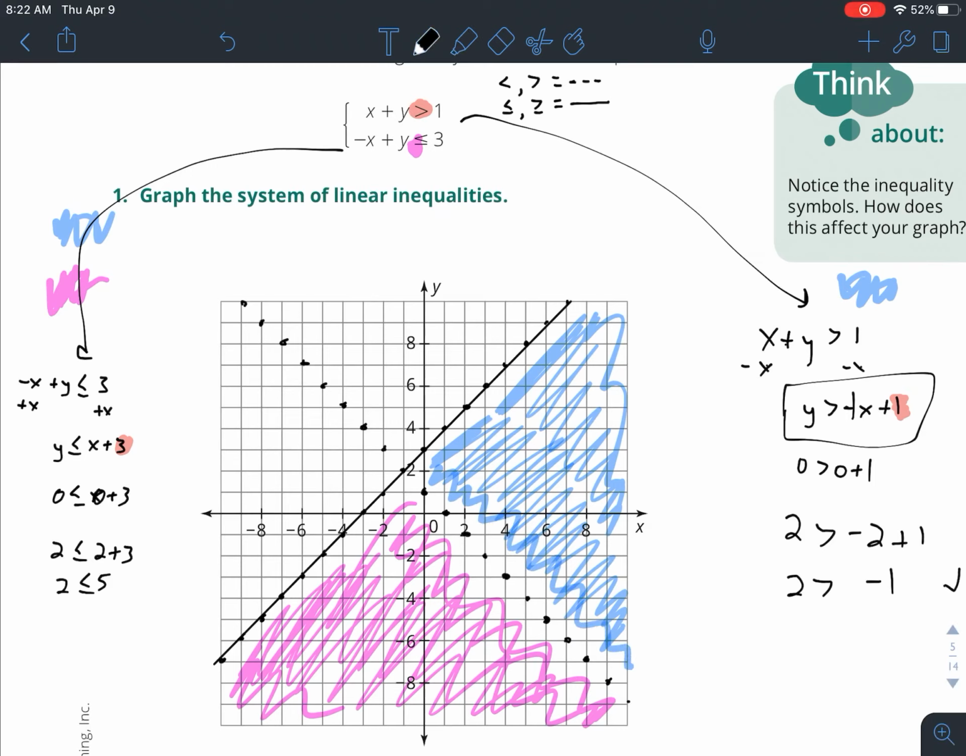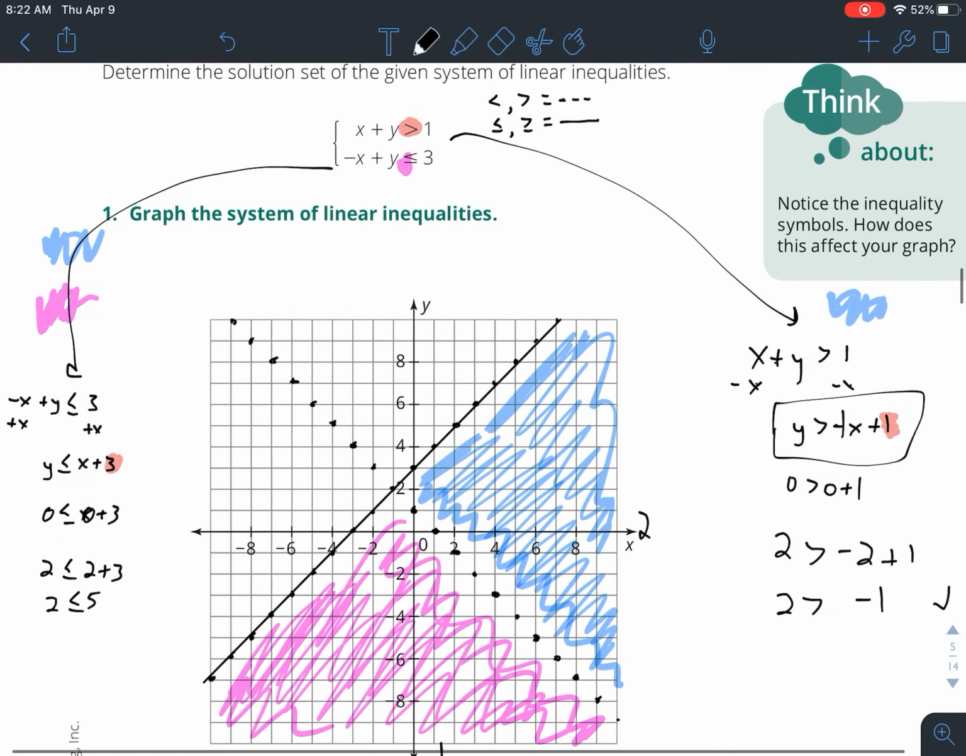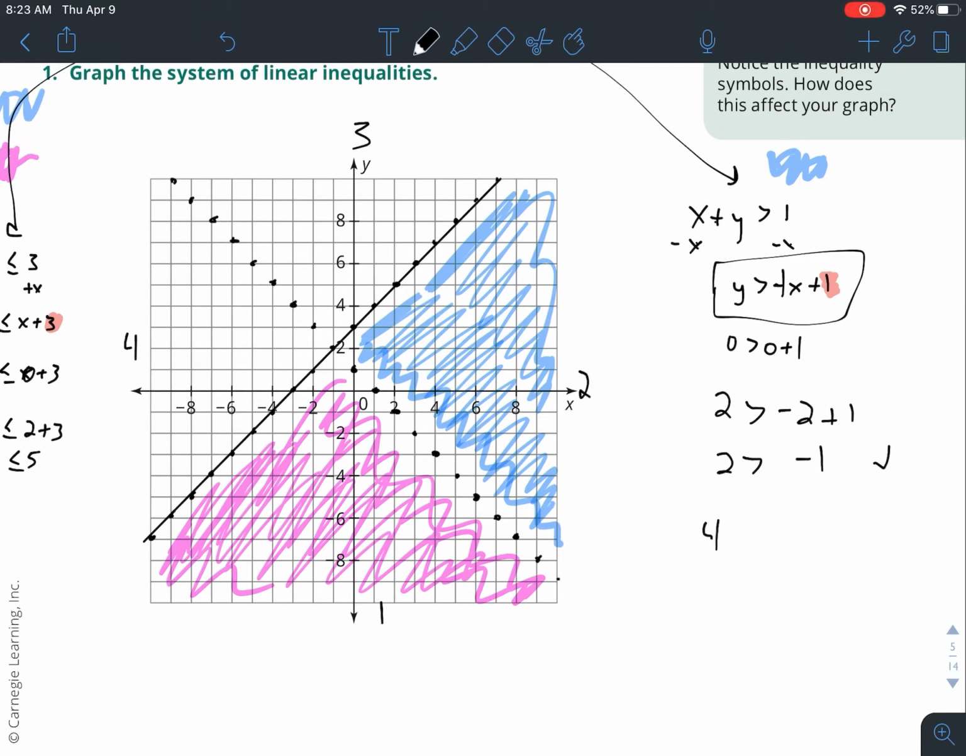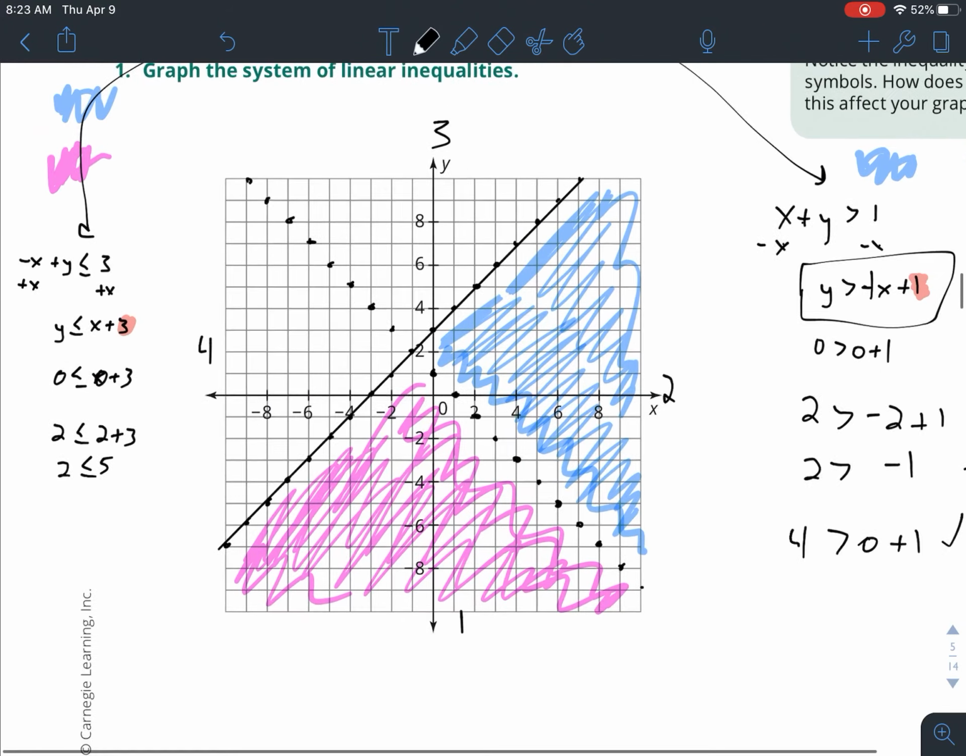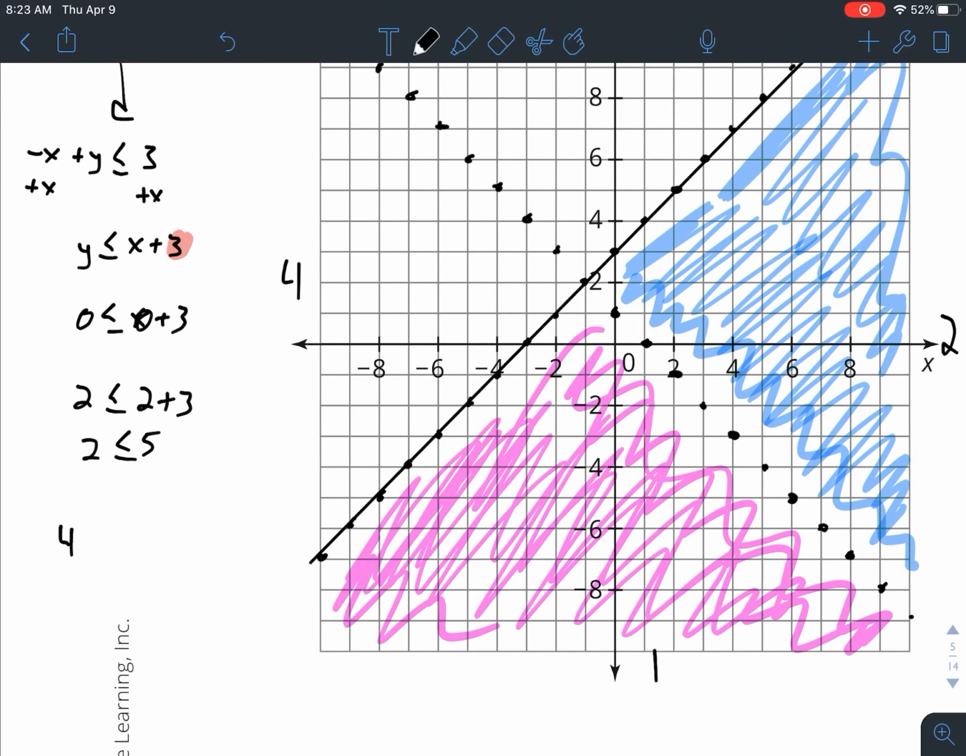Okay. Let's pick one in this top part up here. I'm going to just call this zone 1, zone 2, 3, and 4. So we're going to pick a spot in zone 3 now. Let's go with x is 0 and y is 4. Okay. Y is 4. X is 0 plus 1. 4 is greater than 1. That works. So we know that side's going to work. Let's try this side. 4 is greater than or equal to x. Oops, sorry. X is 0 plus 3. That is not true because 4 is not less than or equal to 3. So it does not work on this side.